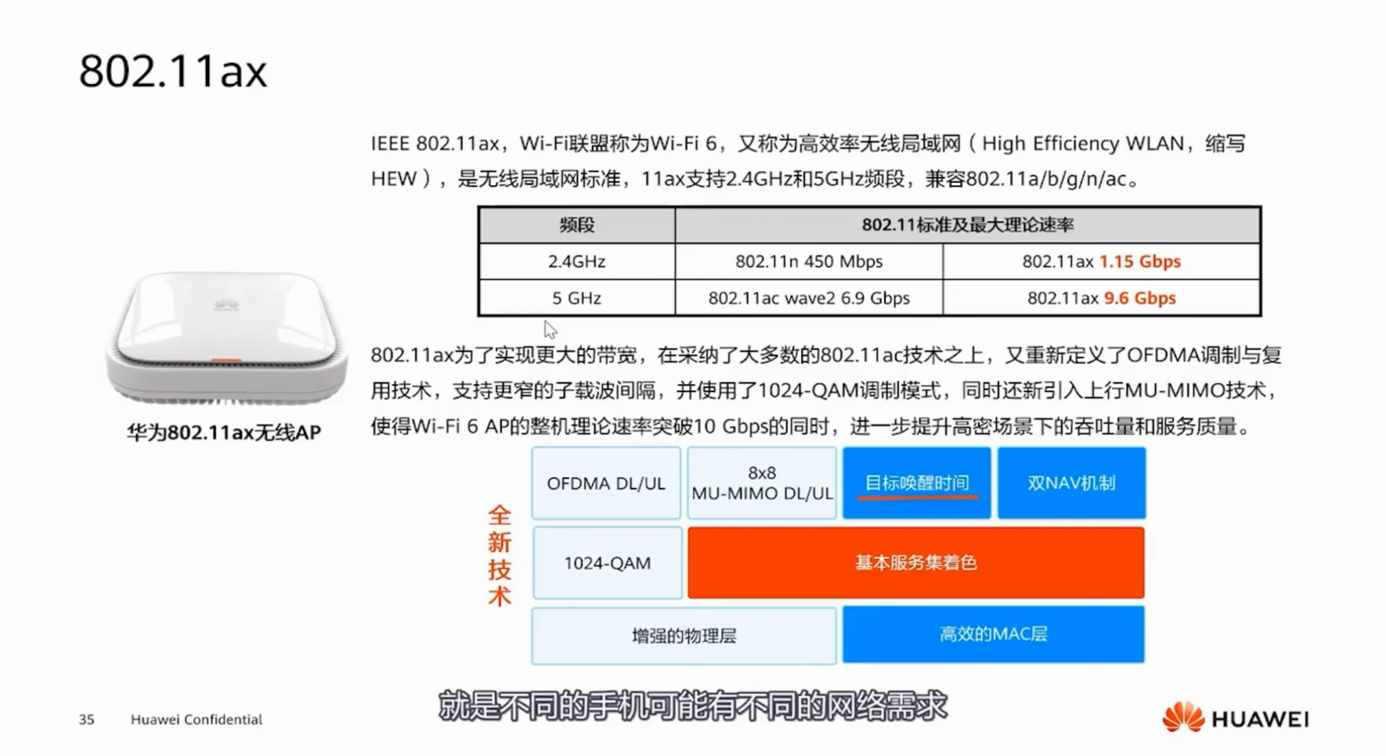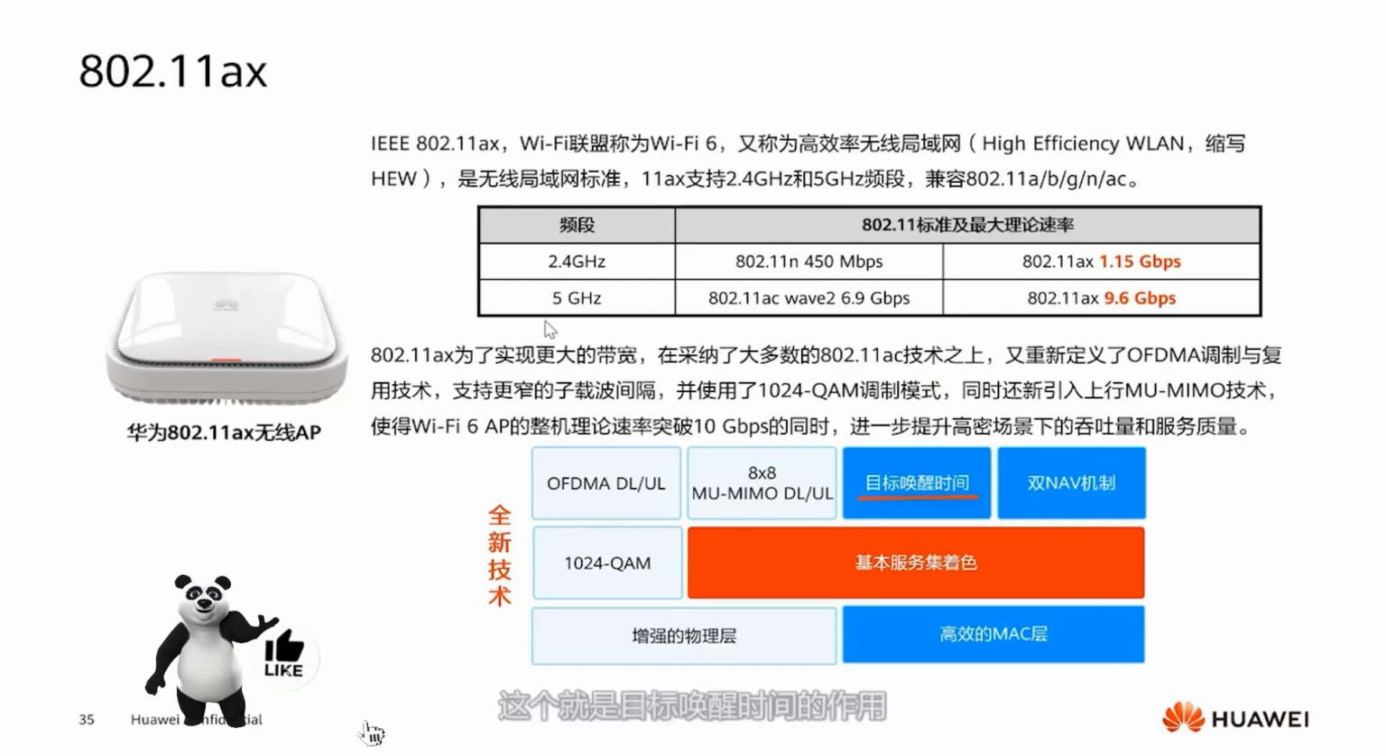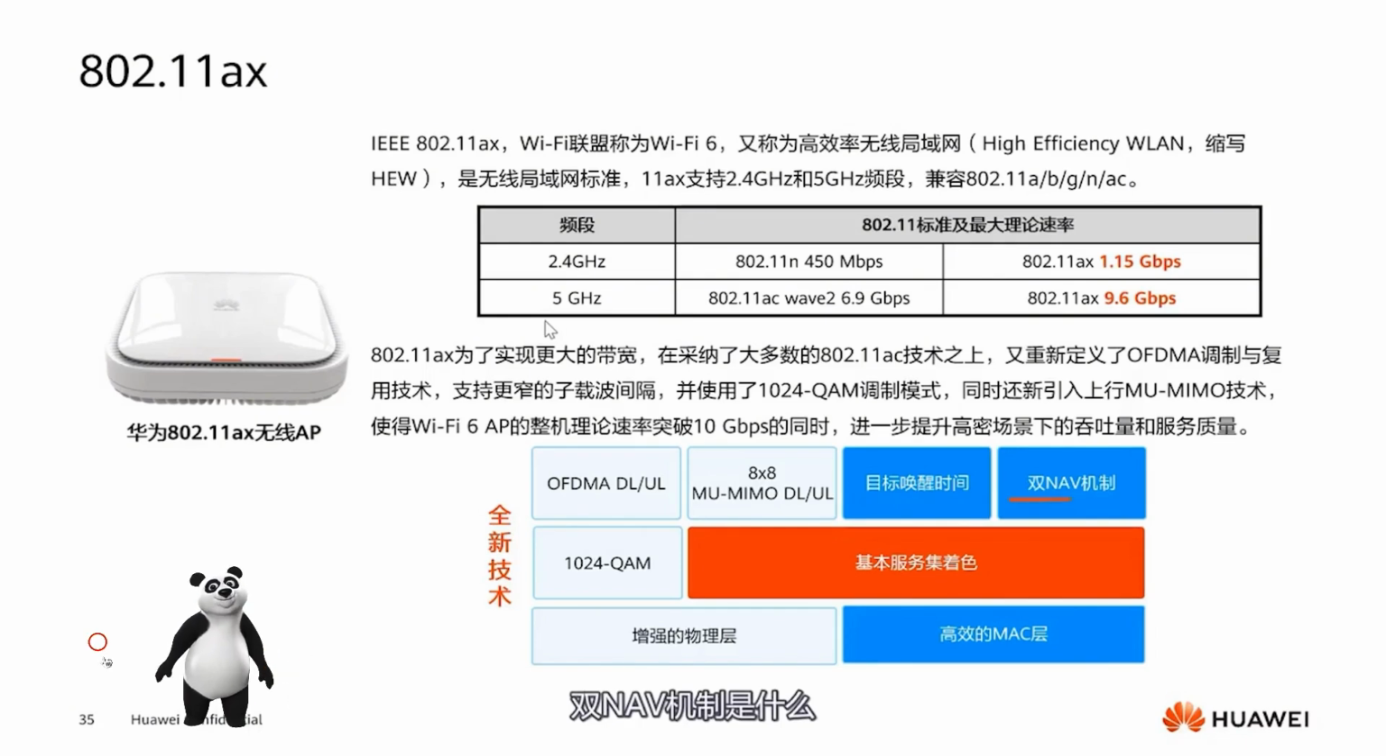What is target wake time? It refers to different smartphones having different network needs. If you're not using Wi-Fi to transmit data right now, I'll let your smartphone's Wi-Fi module sleep until you need it, making your phone's battery last longer. This is the role of target wake time.